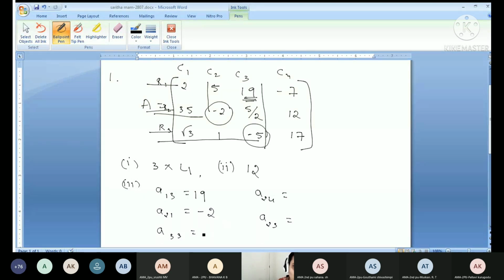Next A24. So this is only A2 and this is 24. So A24 is 12. Again A23 means 2 is this one, 3 is this one. So this is nothing but 5 by 2. So this is first question.